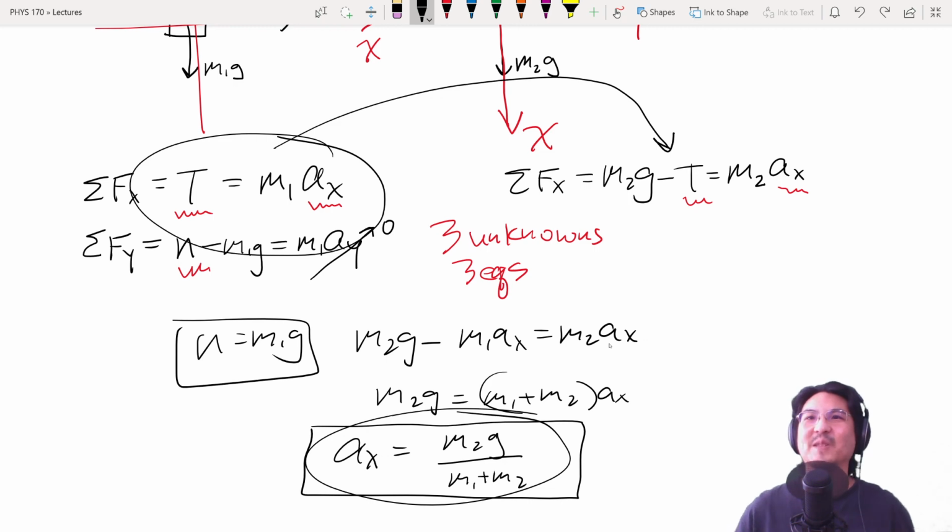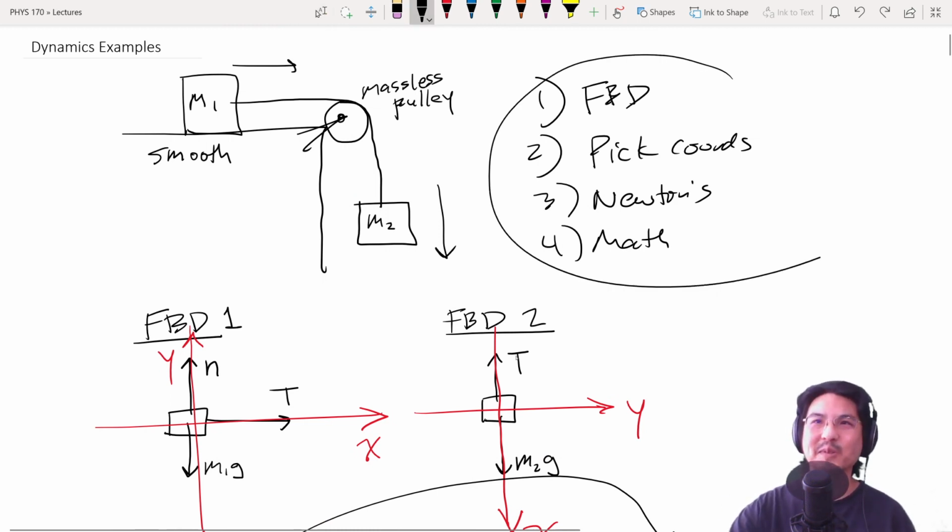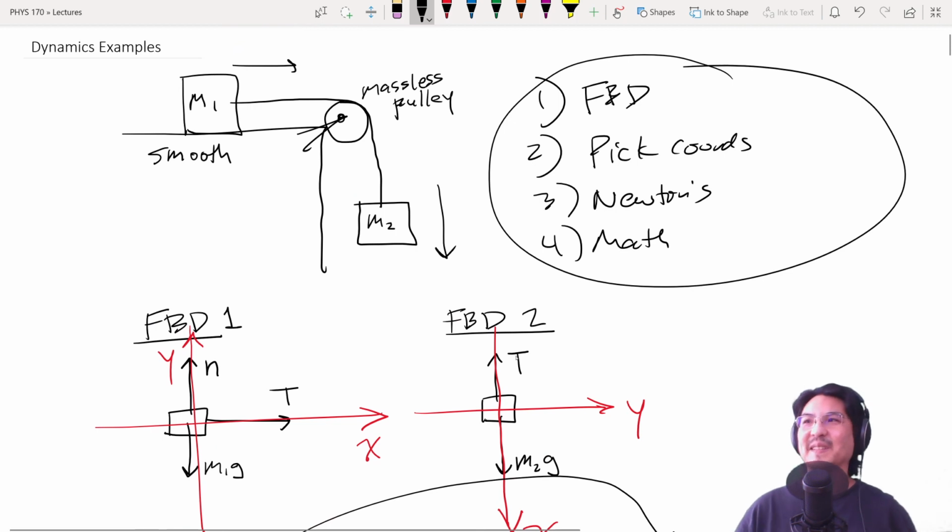Okay, so I hope that makes sense. And the point really to focus on is the method, following these steps. Okay, let's do some more examples after this.